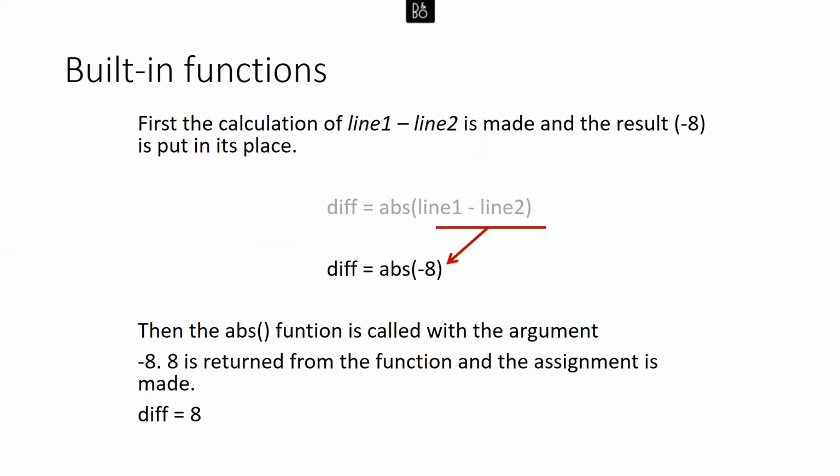Abs takes one argument, but as you can see, I've given the expression line 1 minus line 2 as an argument here. The calculation, line 1 minus line 2, is computed first, and the result, minus 8, is sent as an argument to the abs function, which returns the absolute value of minus 8, which is of course 8.